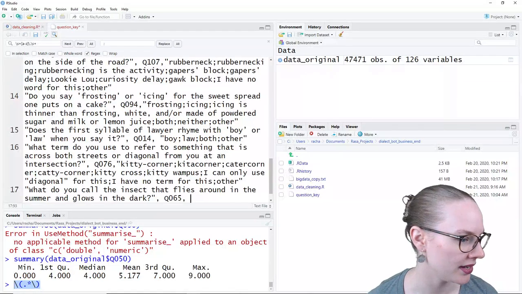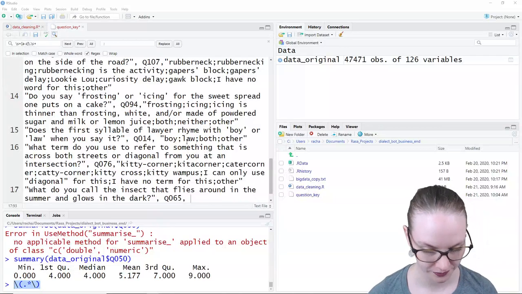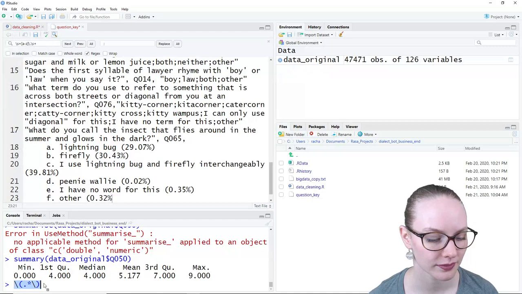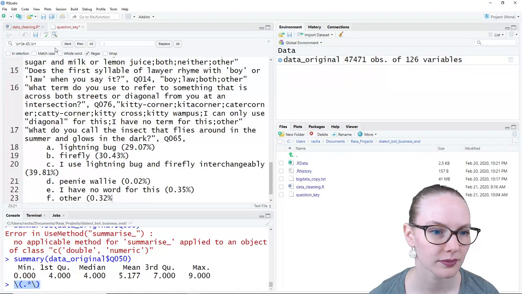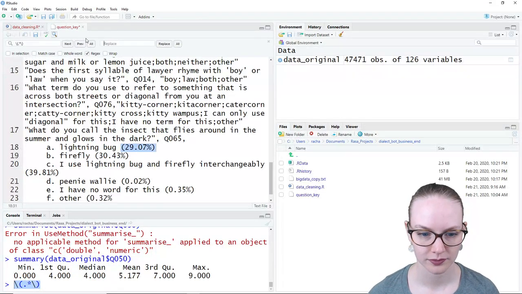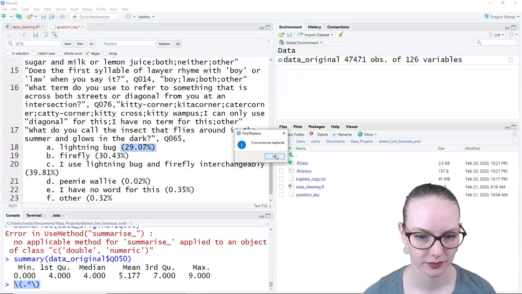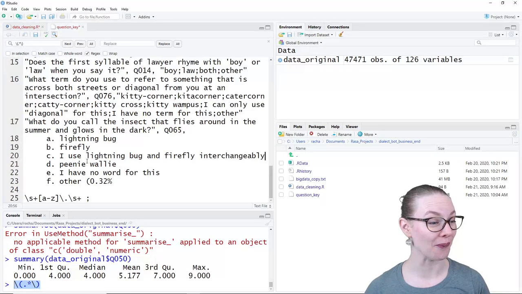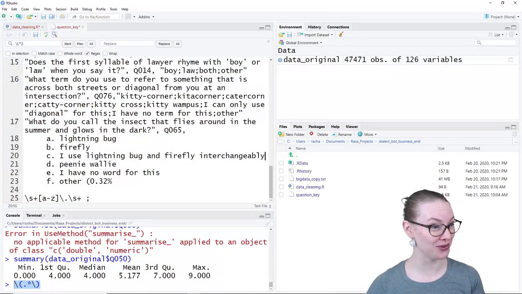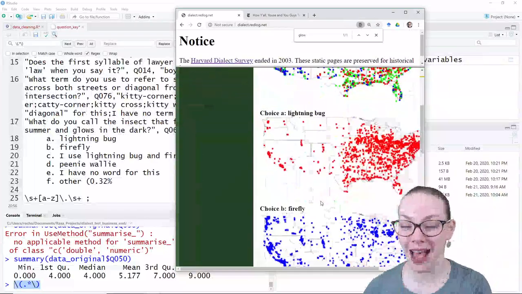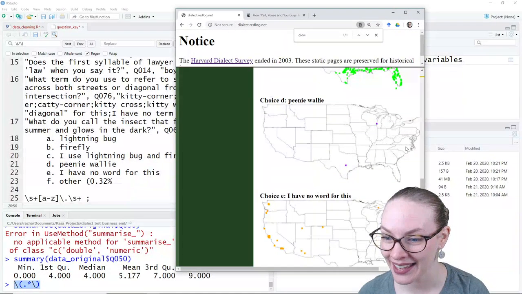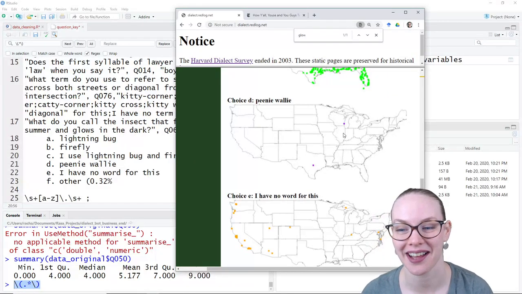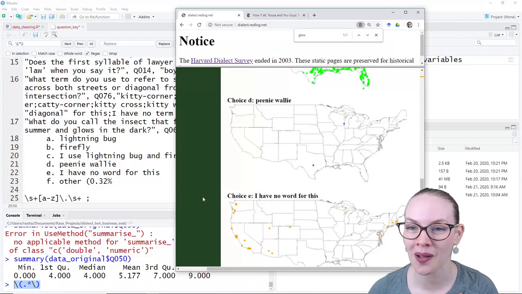Yeah. It is question 64 is what it is. Q065. I said 64, but it is in fact 65. Peeny Wally? Excuse me? Stop the presses. What the heck? Okay, one person in Texas and one person in Wisconsin call it a peeny Wally.